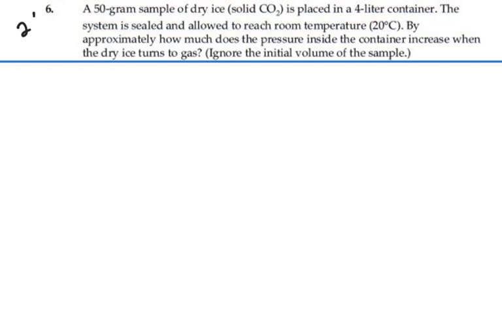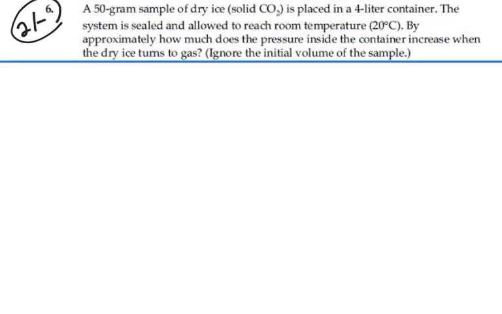Here's problem 21.6. A 50-gram sample of dry ice, solid CO2, is placed in a 4-liter container. The system is sealed and allowed to reach room temperature, 20 degrees Celsius. By approximately how much does the pressure inside the container increase when the dry ice turns to gas? Ignore the initial volume of the sample.